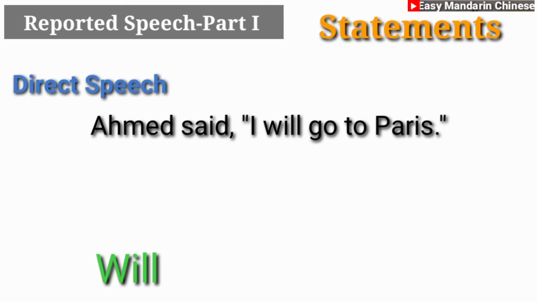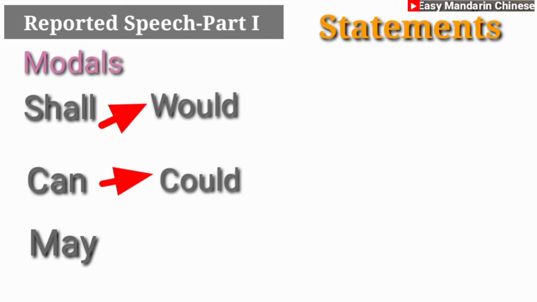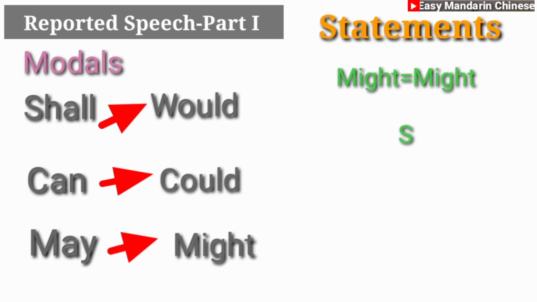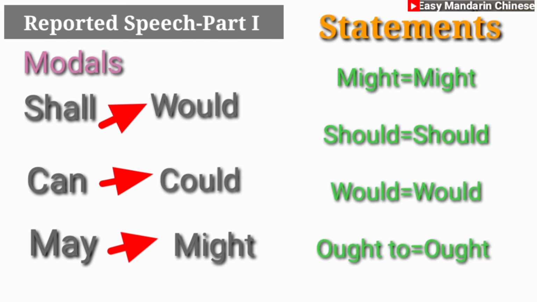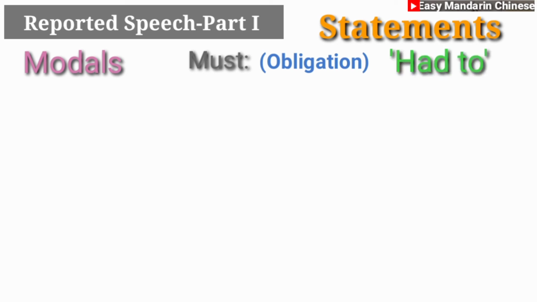Examples: shall becomes would. Can becomes could. May becomes might. And might, should, would, and ought to never change. Must is changed when it's used to express obligation. It usually becomes had to.